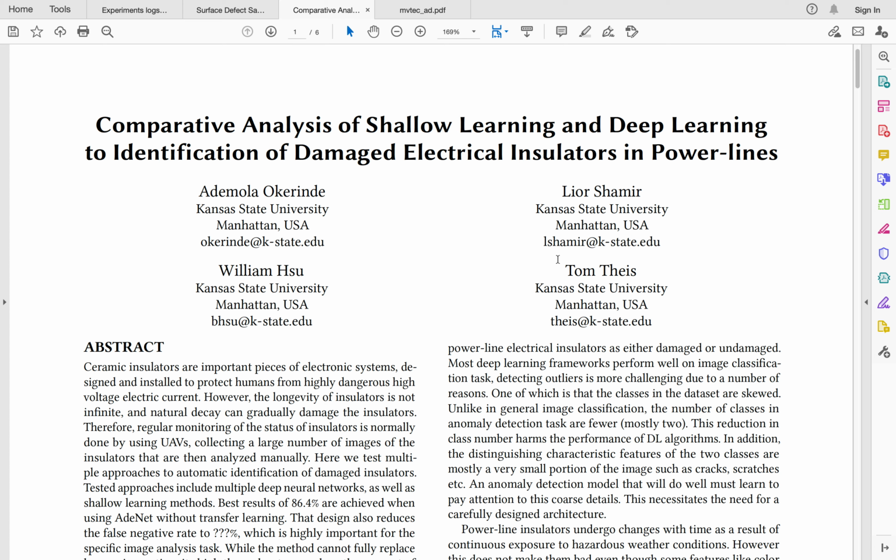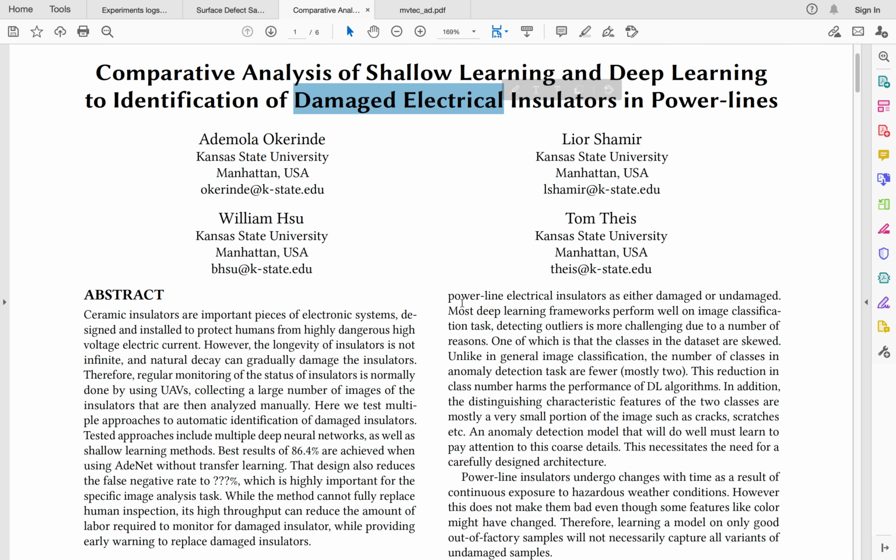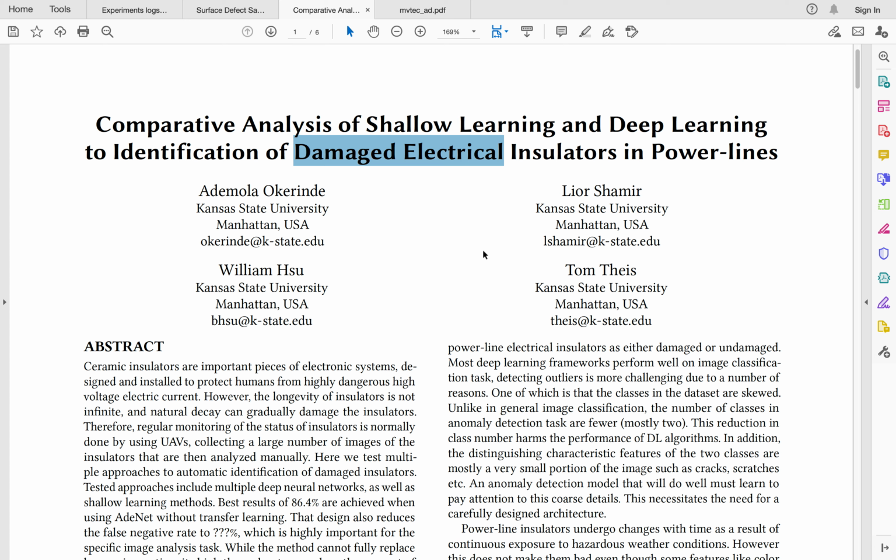Anomaly detection, which is also referred to as outlier detection, is an attempt to be able to identify samples in the data point that deviate from the normal common examples. So, for instance, in this paper, our approach here is to detect damaged insulators from the undamaged one.